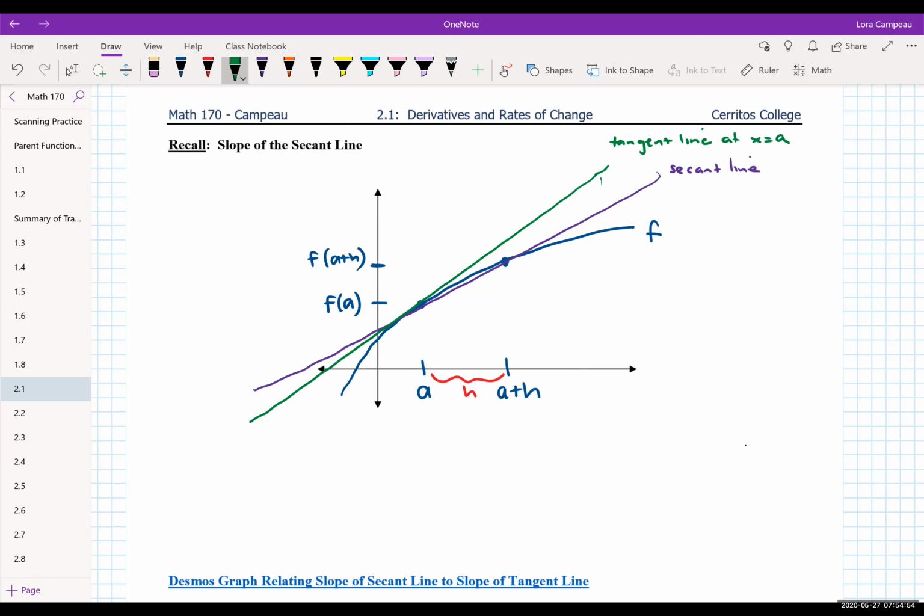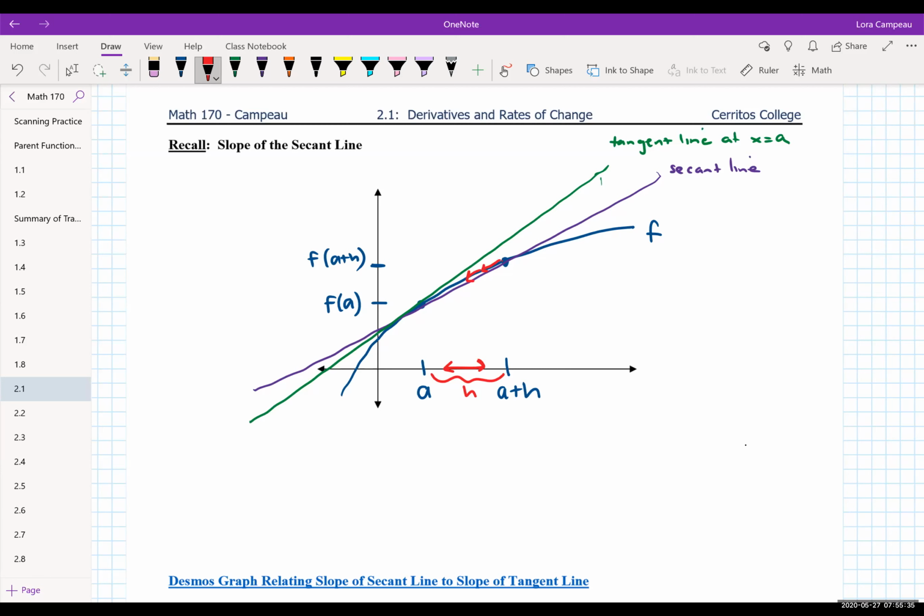So a few sections ago, if you remember how we did this, we took approximations using the secant line. And we noticed as we were getting pretty close to our value in question, as we're making this h distance smaller, in other words, getting this a plus h point to be a little closer to the point in question, the slope of the secant was getting pretty close to the slope of the tangent in the neighborhood of that point.